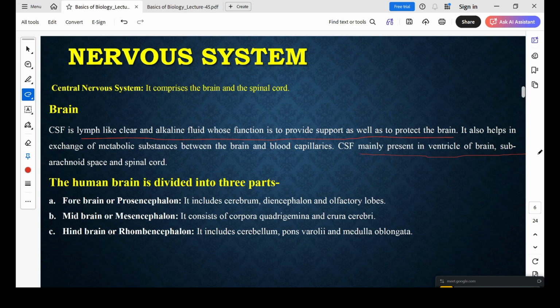CSF is mainly present in the ventricles of the brain, subarachnoid space, and in the spinal cord. Therefore, cerebrospinal fluid.